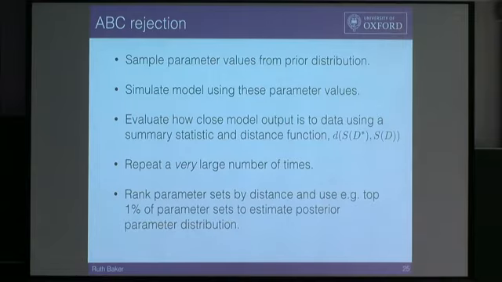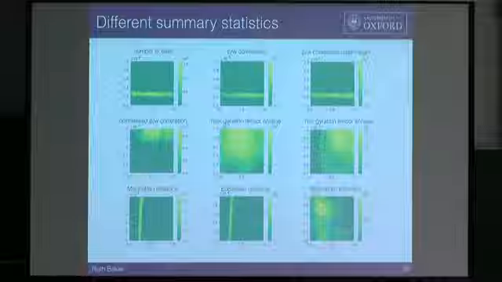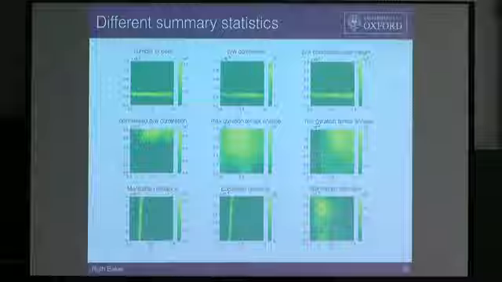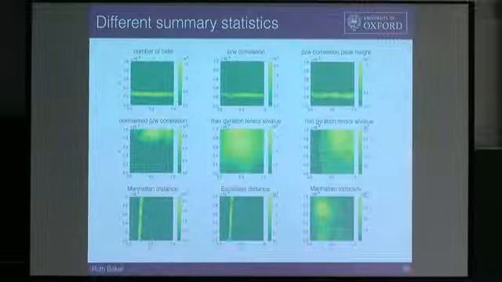The next slide is really busy, so apologies, but I'll hopefully take you through it fairly slowly. My student chose 9 different summary statistics, and for each one you can generate a posterior for the parameter distribution. So just looking at this one up here, what have we got?